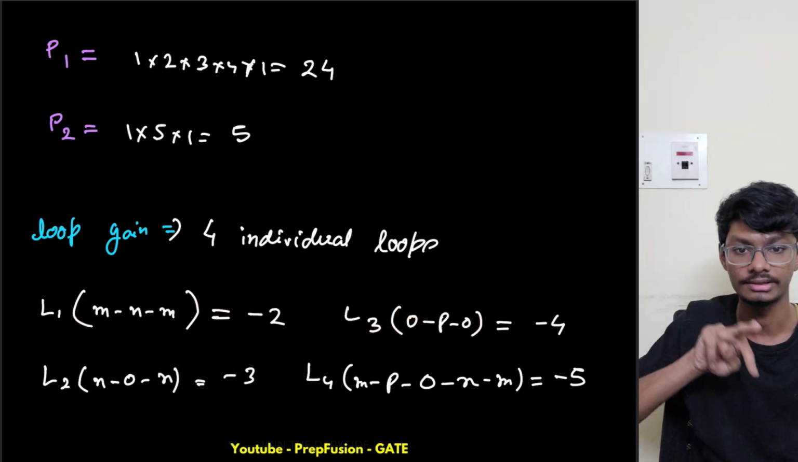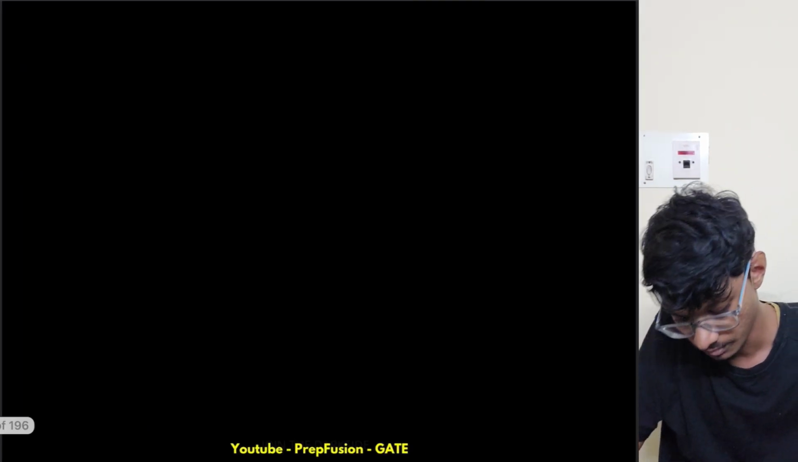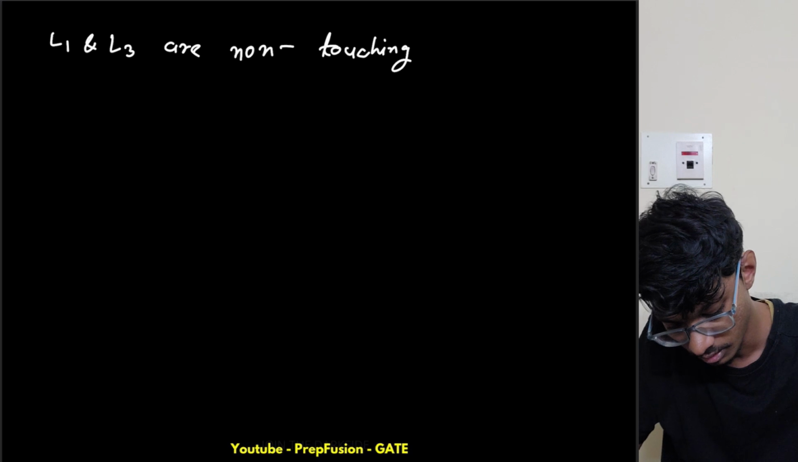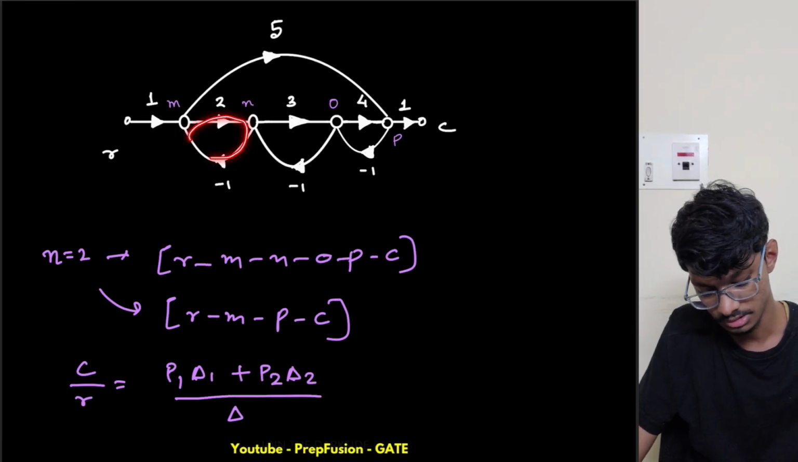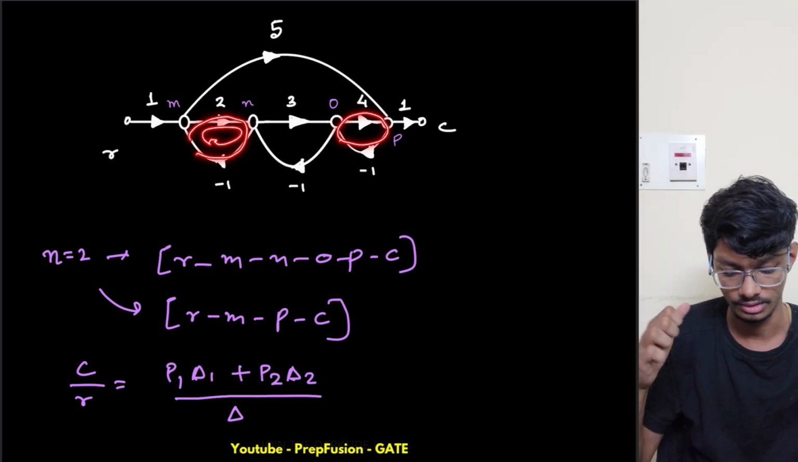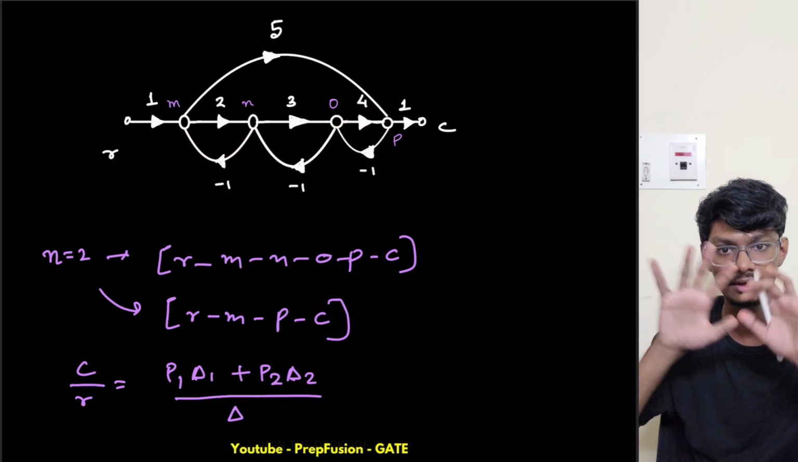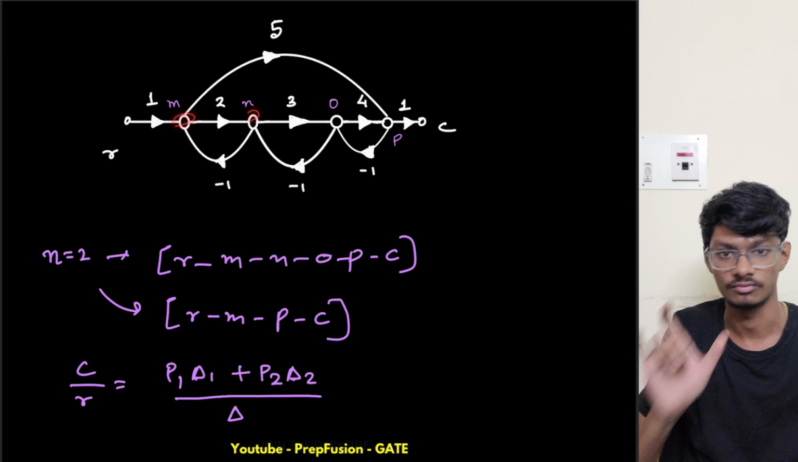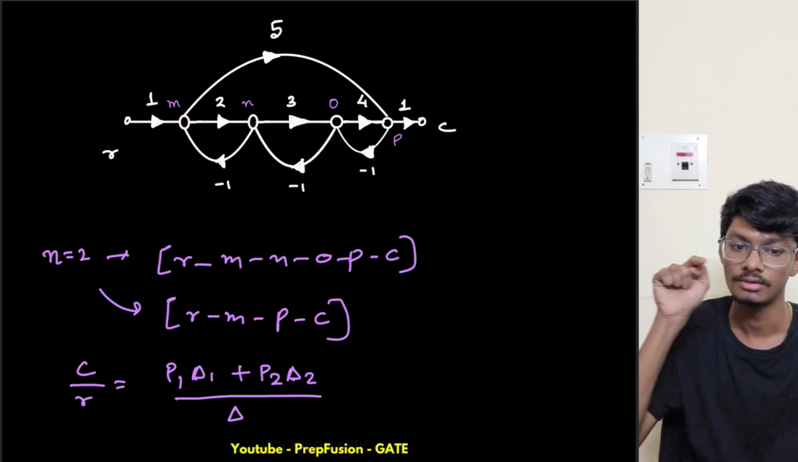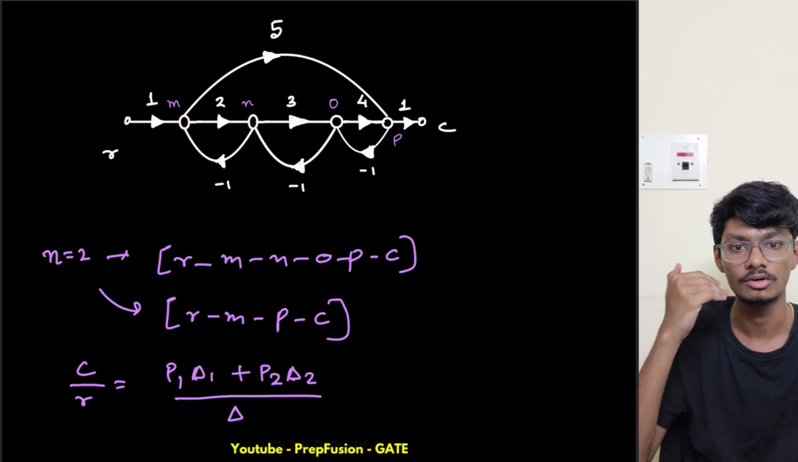So we have L1 and L3 are non-touching, as no nodes are in common. You can check from the diagram as well. This is the L1 and this is the L3. Are there any nodes in common? No, they aren't touching each other. They are away from each other. There aren't any nodes in common. From here also you can understand.